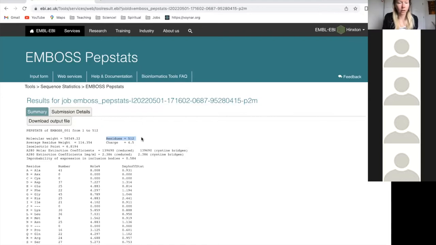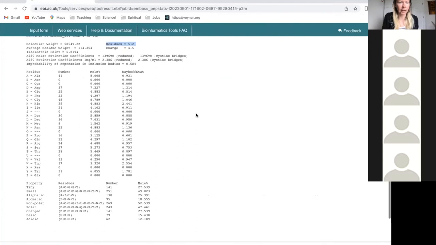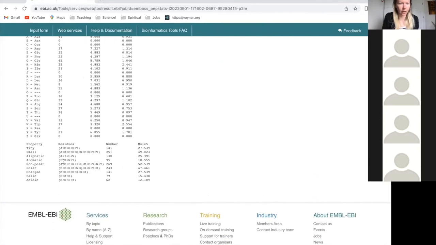And the other information we get from that, right, the nonpolar and polar. Yeah, you have to scroll down, and this is where you have the different properties of amino acids. It gives you the number and also the percentage of the protein that's made up of that type of amino acid.